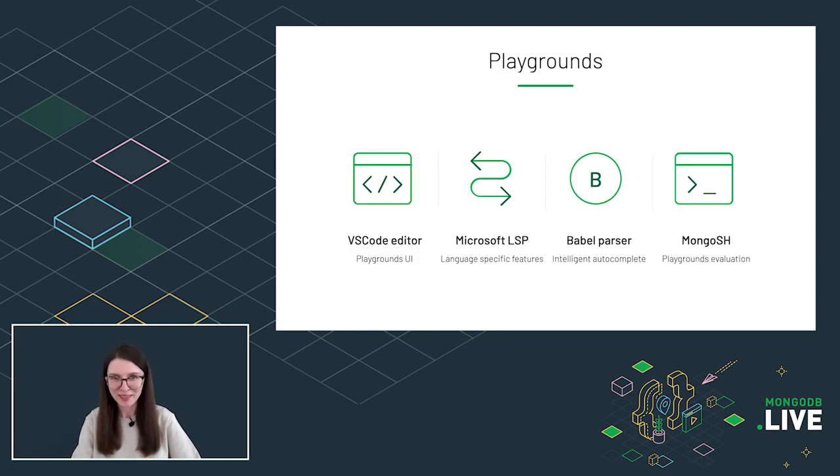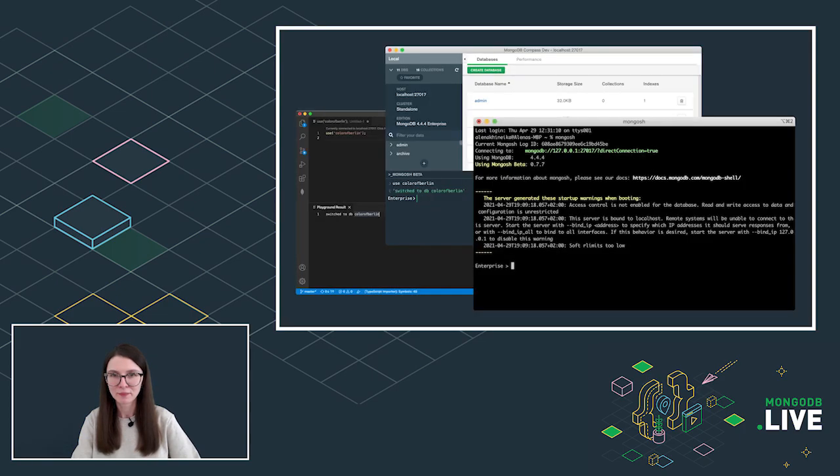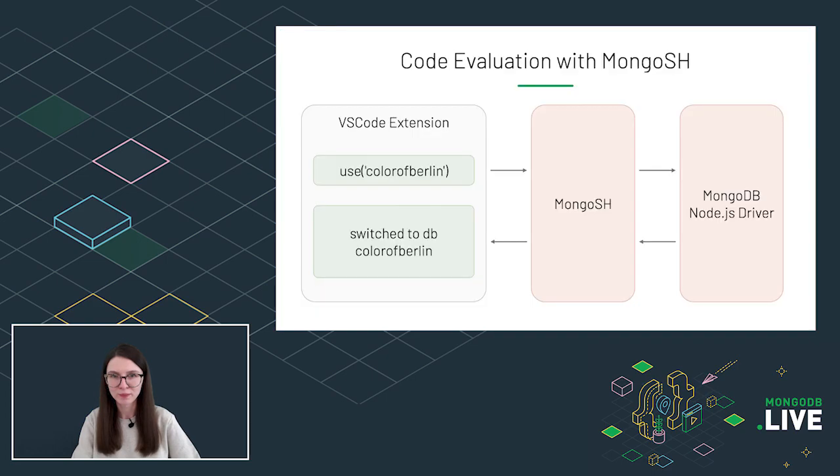Last but not least, we use the MongoSH module to evaluate the code from the playground and get the result back from the MongoDB database. MongoSH is a new MongoDB shell that is built to be extensible and embeddable. So in addition to using it in the terminal, we can use it as a part of other products, for example, Compass or Visual Studio Code Playgrounds.